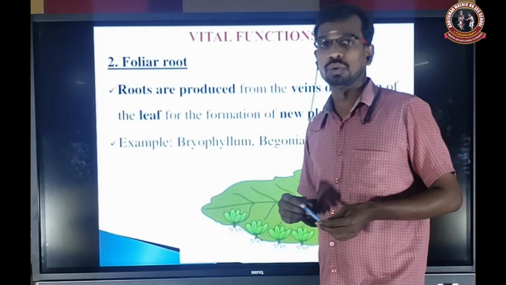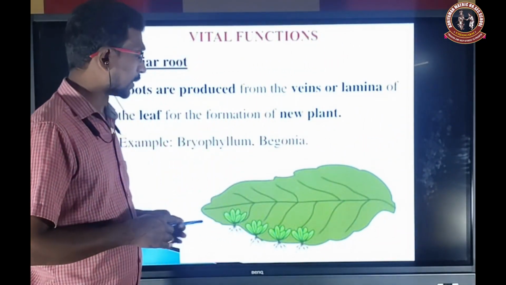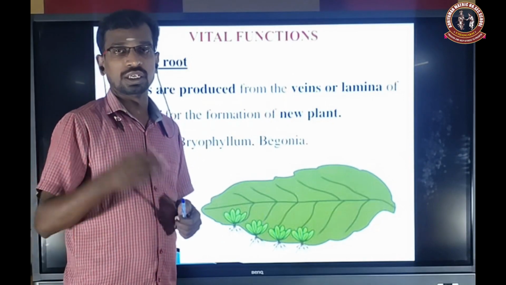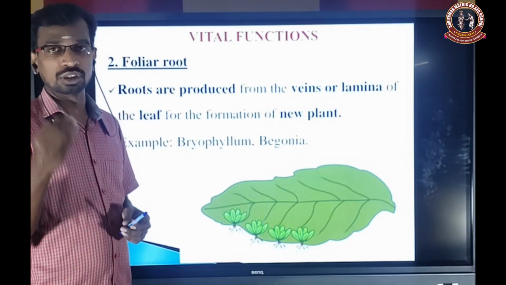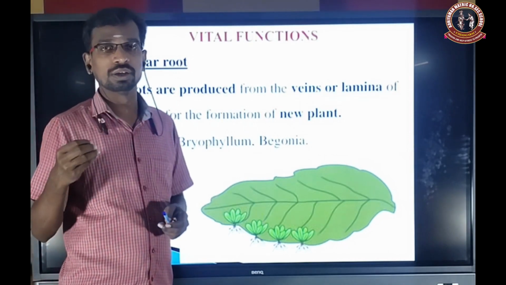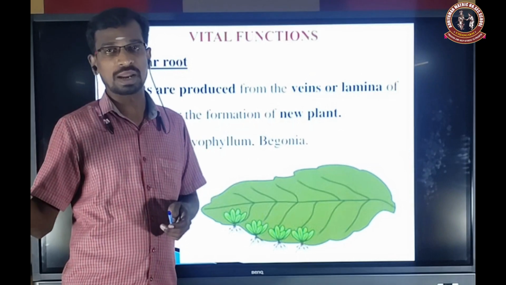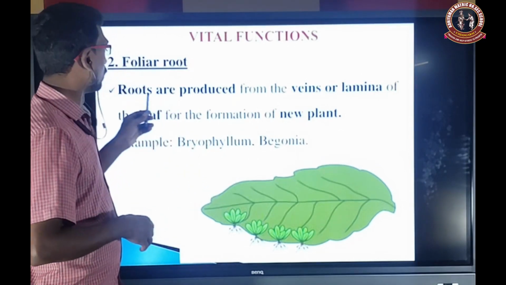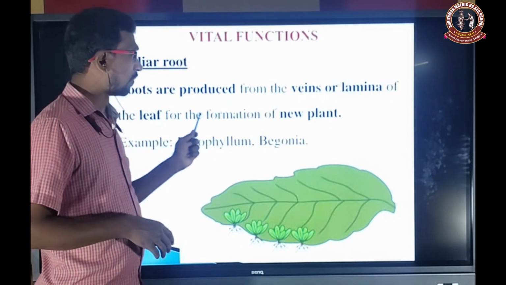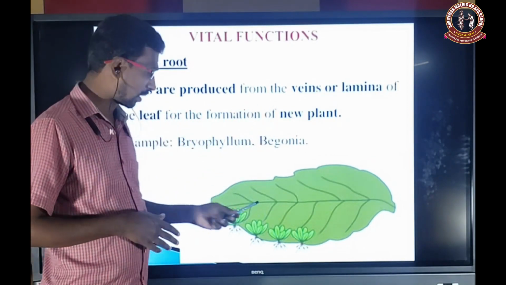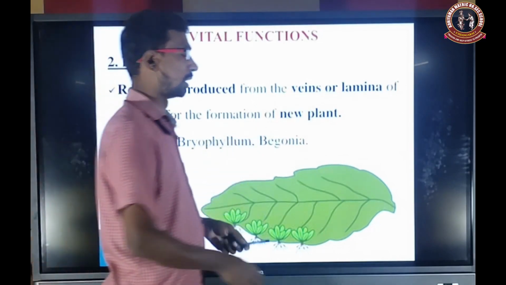And second one, foliar root. It is a means of vegetative propagation, especially for Bryophyllum. The leaf produces a number of foliar buds. So, this bud later develops to form a root-like structure. When it detaches from the parental body, it develops into a new plant body. The roots are produced from the vein or lamina of the leaf for the formation of the new plant. Example, Bryophyllum and Begonia.